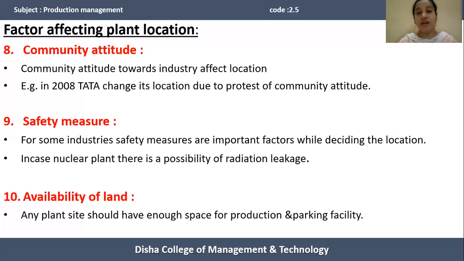And if the firm is unable to identify a good location for their plant, that unnecessarily brings huge loss to the organization, and shifting a plant from one place to another is a costly effort. So initially, the industrialist or the entrepreneur has to identify a good location by considering various factors and conducting various surveys. This is all about our today's class.